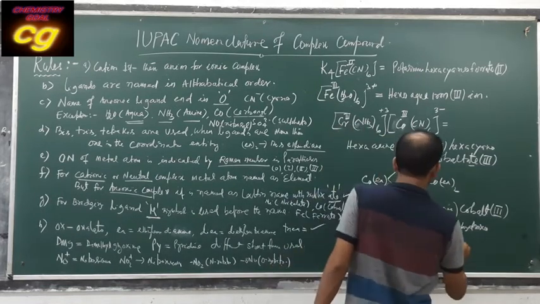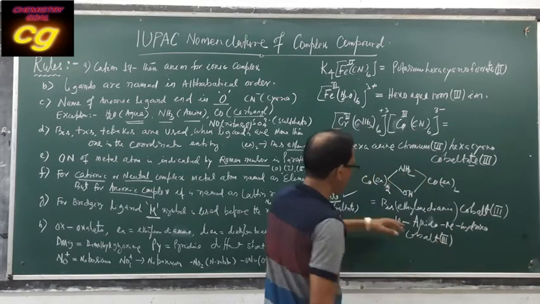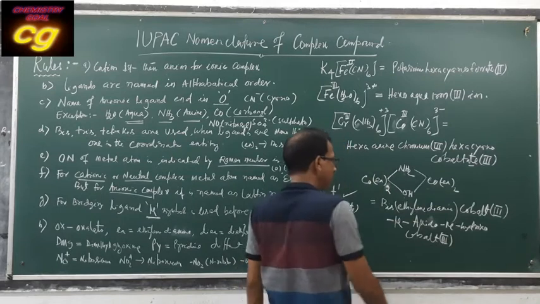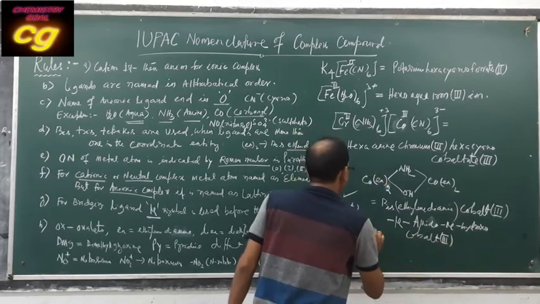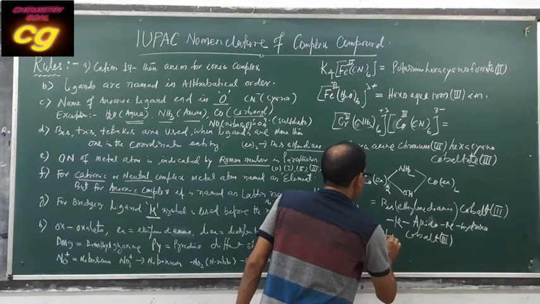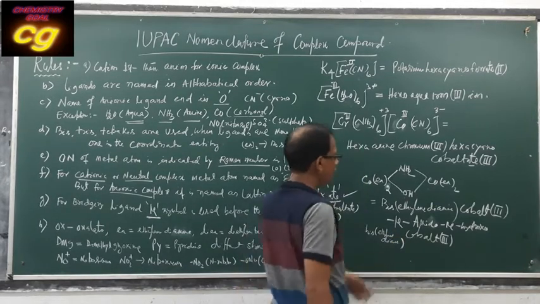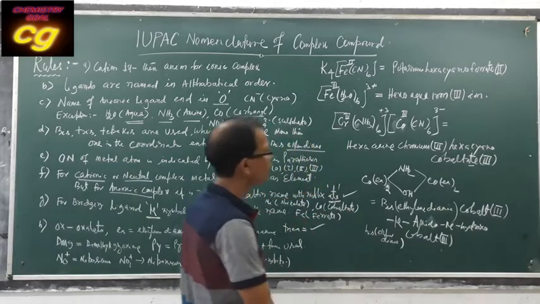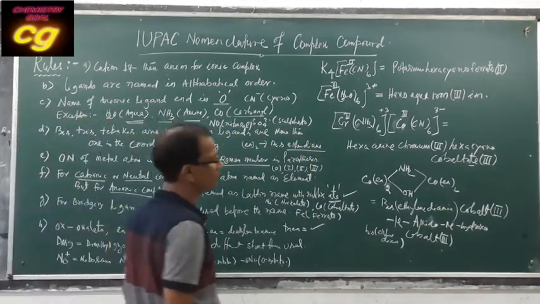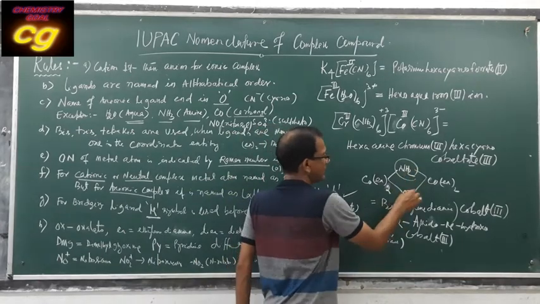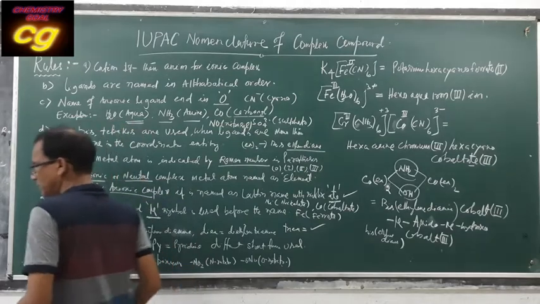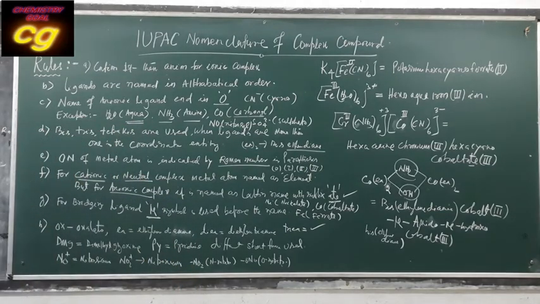Sorry, before that, you are right: mu amido, mu hydroxo, then bis(ethylenediamine), then cobalt(III). So you have to write in this way: if bridging ligands are there, then you have to use the mu symbol. Okay? Then what are the other examples?